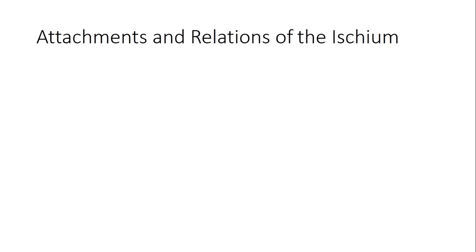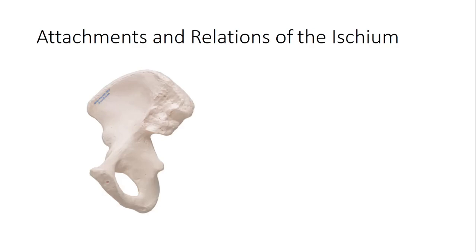now the attachments and relations of the ischium. This is the inner aspect of the ischium. It gives attachment to the coccygeus muscle on the ischial spine. This is coccygeus. Another attachment on the inner aspect of the ischial spine is the levator ani muscle. So this is the levator ani muscle.